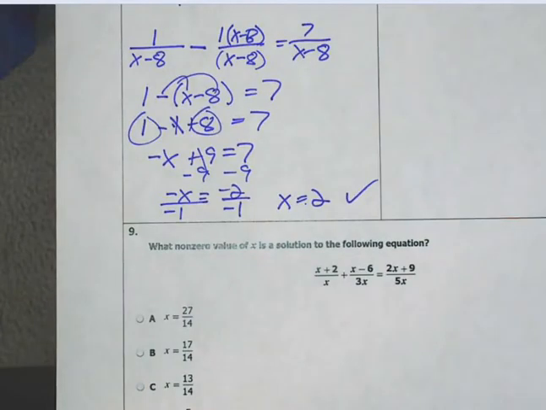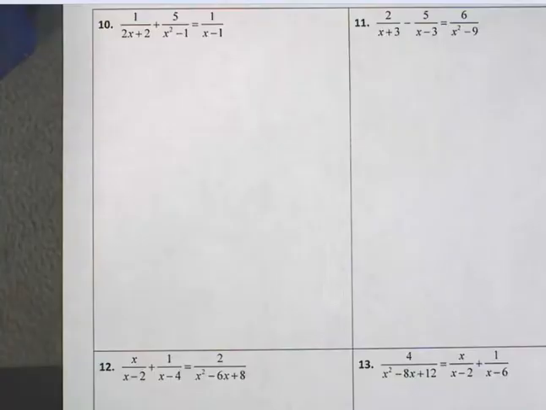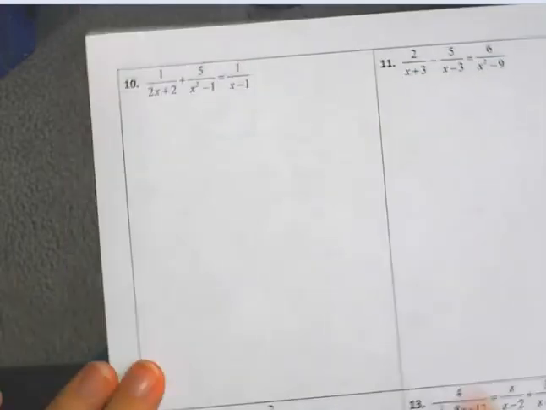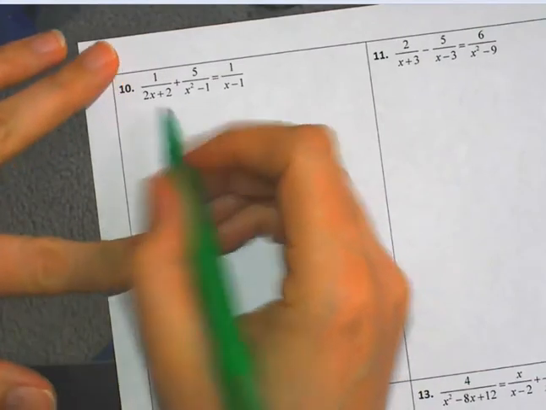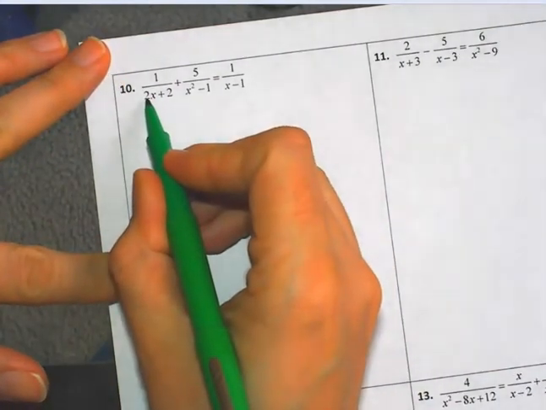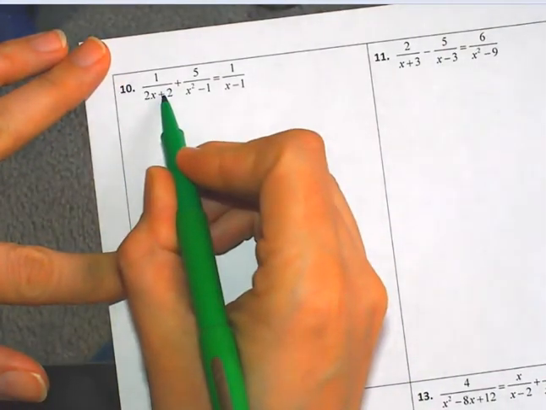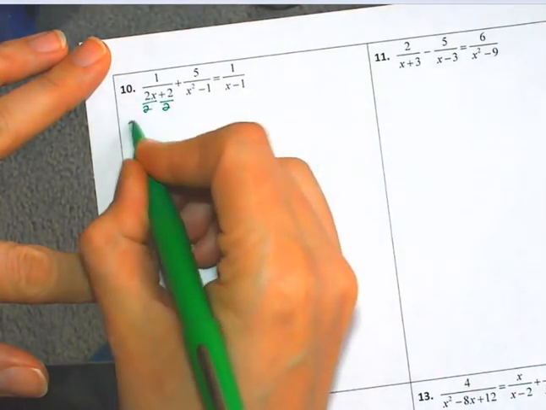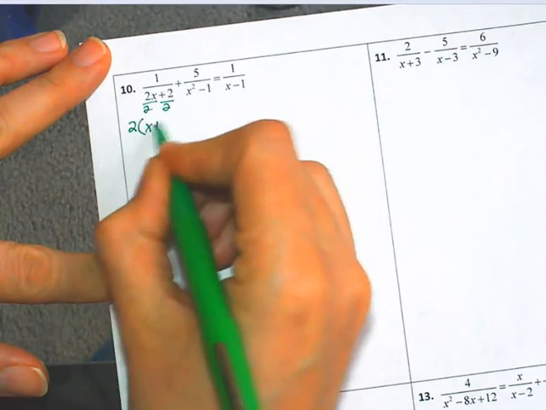Number 9 is a multiple choice, so I'll go ahead and let you do that one as well. All right, let's take a look at this one. Remember that the first step is to factor first, and we haven't had to do that, but this one we need to factor first. So let's take a look at each denominator. To factor this first denominator, I can factor out a 2. So that's going to give me 2 times x plus 1.